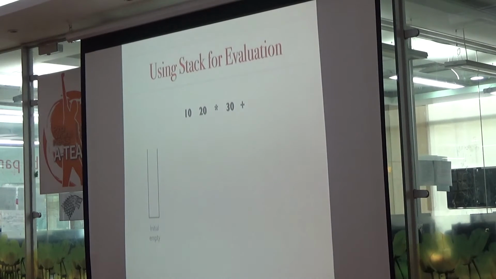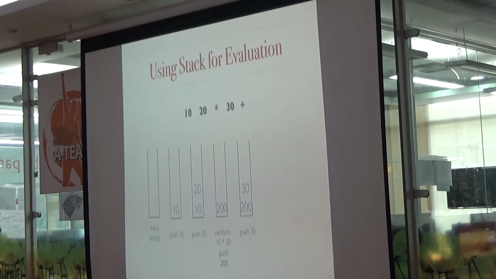Now, this is how the execution happens for this particular expression. We have 10 and 20, put them in a stack: push 10, push 20, then star. If you have a star, what do you have to do? Multiply. Pop twice, multiply, push the result back. That will be 200. Then push 30 and do plus, and the result will be 230. Excellent.